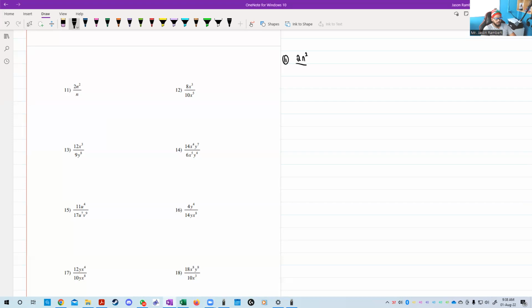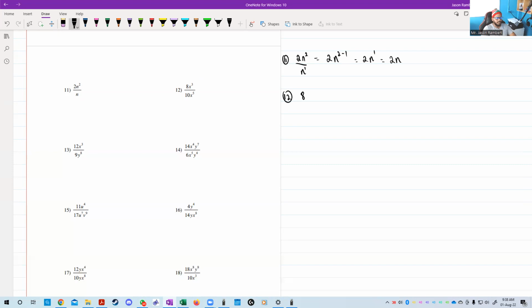2n to the power 2 divided by n. This is n to the power 1. That is 2n to the 2 minus 1, which is 2n to the power 1. And you can leave it as 2n if you wish.